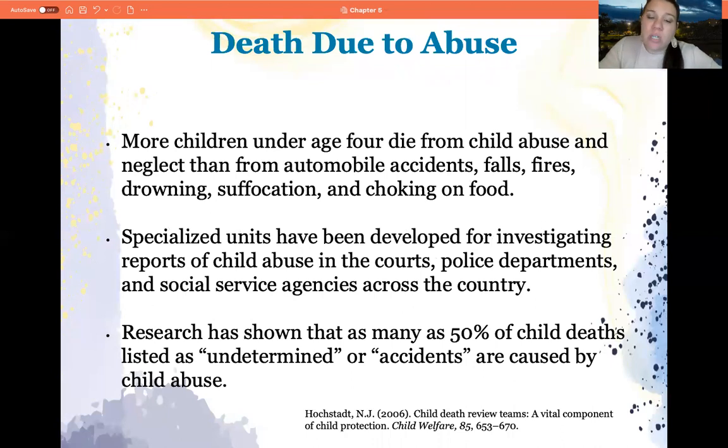More children under the age of 4 die from abuse and neglect than from automobile accidents, falls, fires, drowning, suffocating, and choking on food. So again, we're talking about a very high number of children who die due to abuse. There have been specialized units set up for investigating child abuse. Usually within police departments, there are specific detectives assigned to child abuse cases.